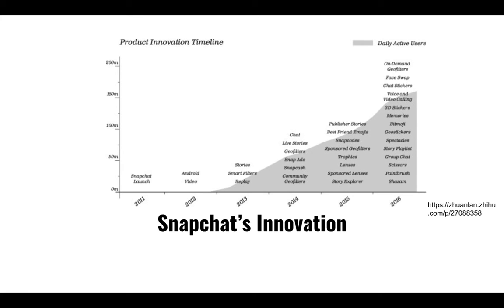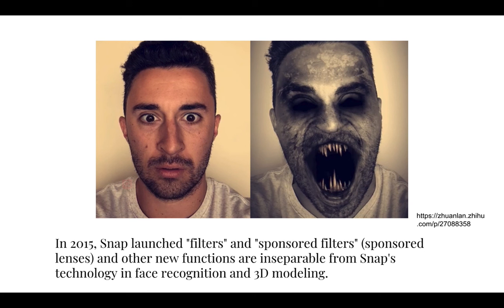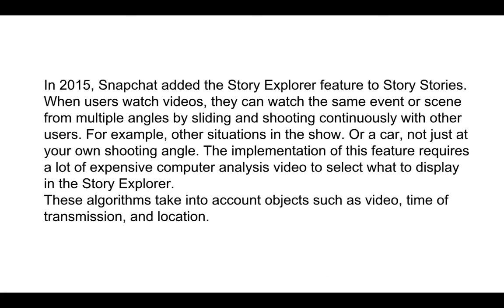Technology companies need to break the rules, and in recent years, few companies have continued to make subversive changes like Snapchat based on their constant development of new algorithms. Here are some of Snapchat's original applications and related algorithms. In 2015, Snapchat launched filters and sponsored filters. And other new functions are inseparable from Snapchat's technology in facial recognition and 3D modeling.